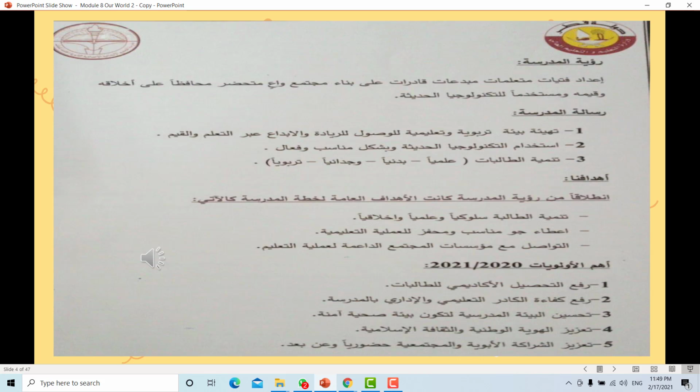The school vision: to prepare creative, well-educated students who are able to establish a civilized, aware, reserved society, stick to the authentic morals and values, in addition to using modern technology.